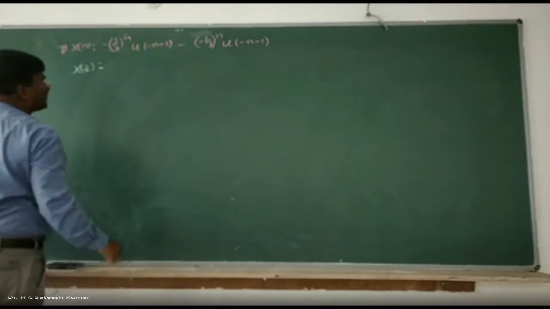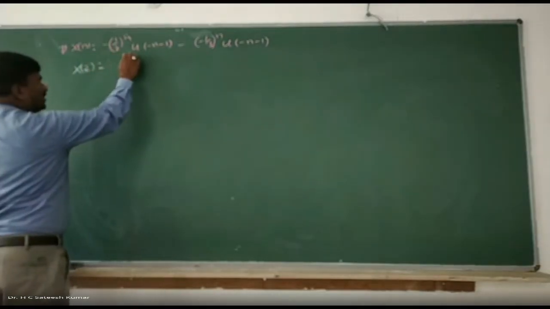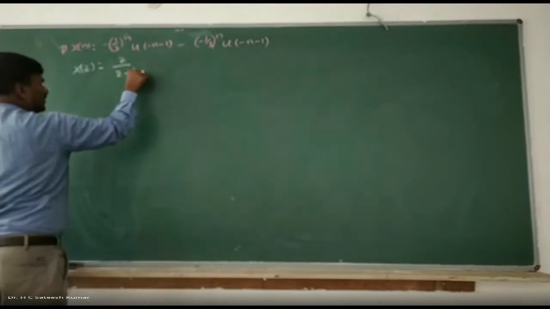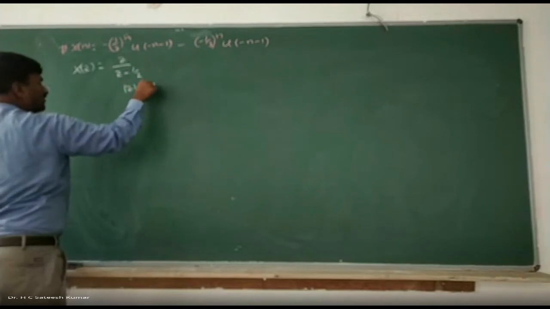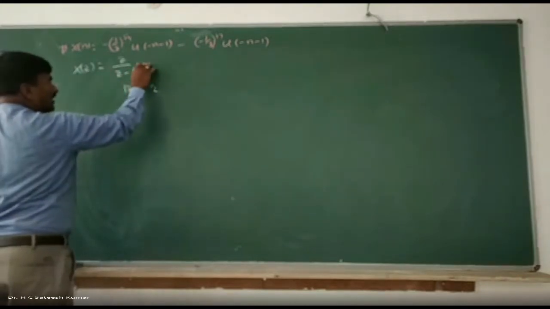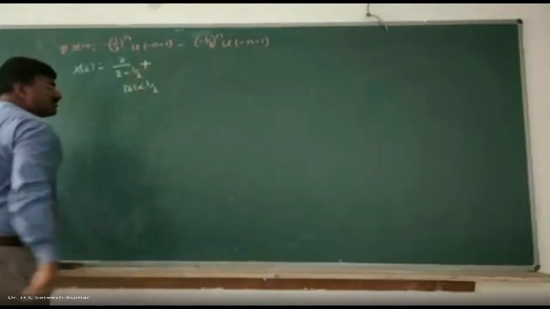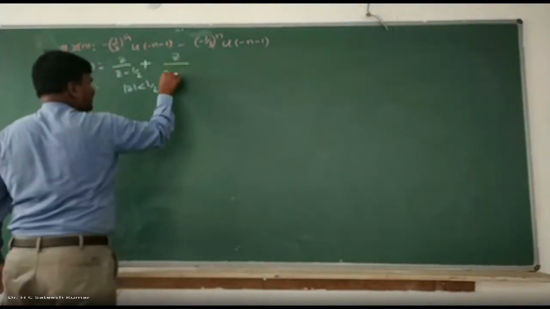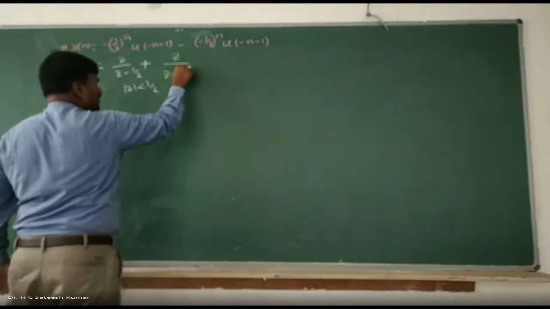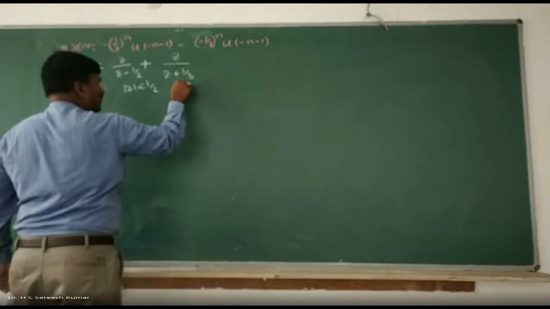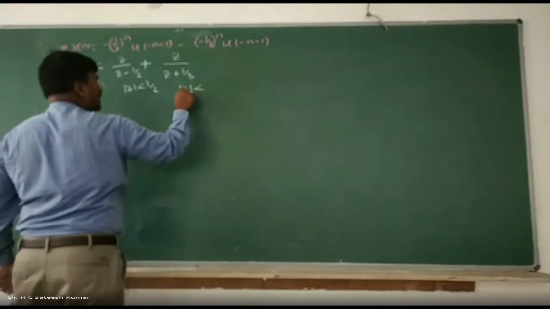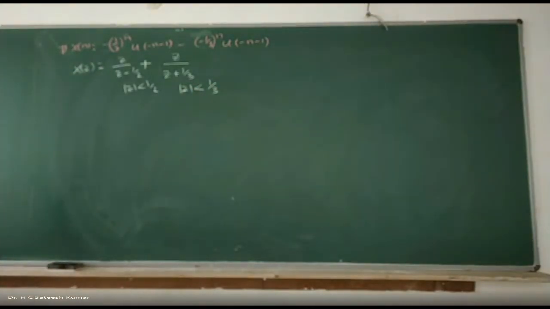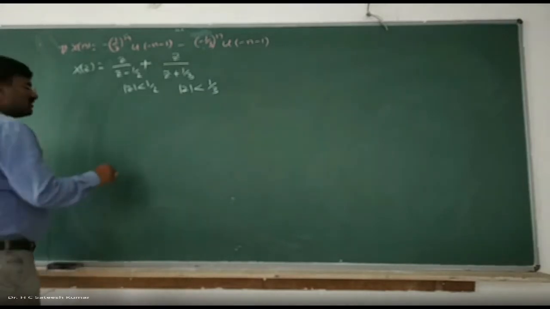What is the transformation of this one? It is of the format minus a power n into u of minus n minus 1. So z divided by z minus half with ROC mod z less than half, and minus, including the minus sign you should take it, then you should take plus z divided by z minus of minus 1 by 3, which is plus 1 by 3, with ROC mod z less than 1 by 3. Magnitude you take positive only, don't take negative.